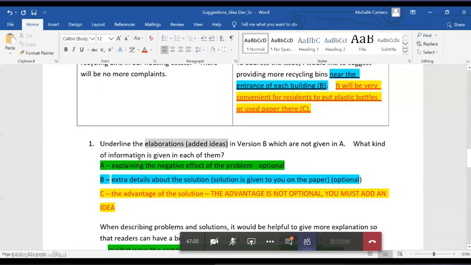When you're adding your ideas, if you want to explain the negative effect on the company or customers, that's optional, but you can. If you want to give extra details about the solution, you can. It's optional. But you must add the idea, which is the advantage of the solution.